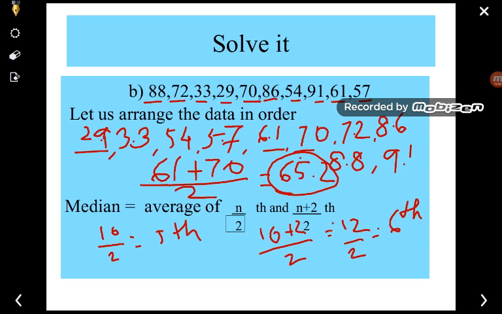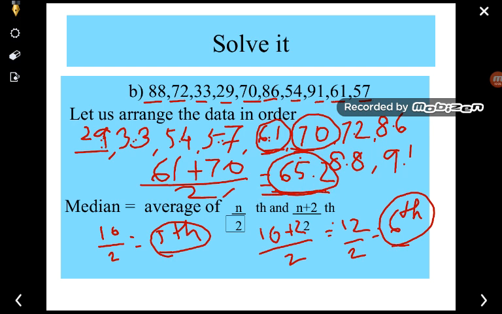So the average of the n by 2th value, that is 10, the number of observations, divided by 2, the fifth value. So what is the fifth value? 1, 2, 3, 4, fifth, that is 61. And the next value, that is n by 2 plus 1, that is 10 plus 2 by 2, equal to 12 by 2, means the sixth value. So the two middle values are taken together, and then the average is taken. So you will get a reading of 65.2 for this data.